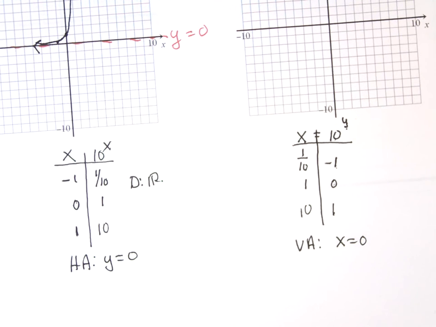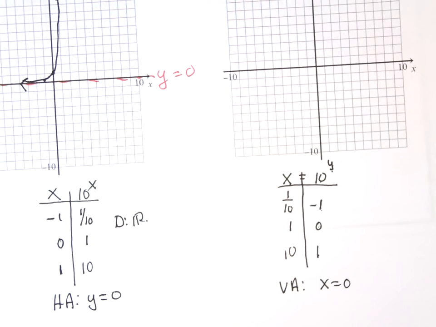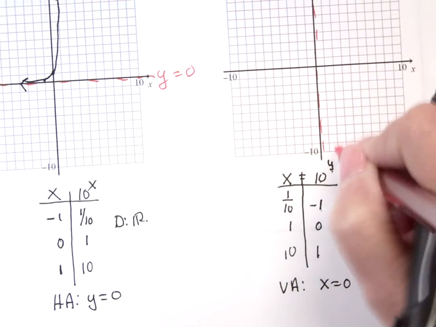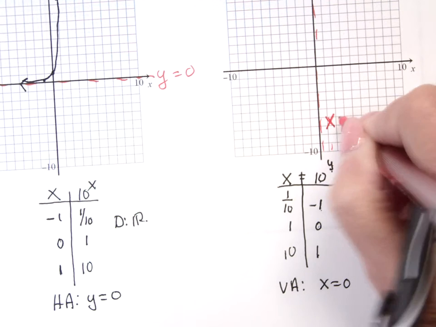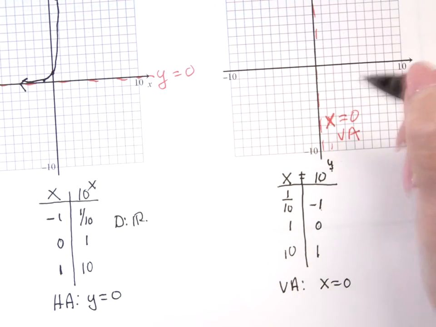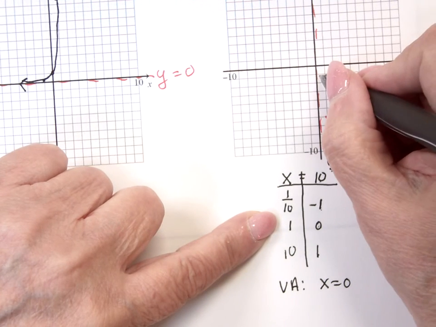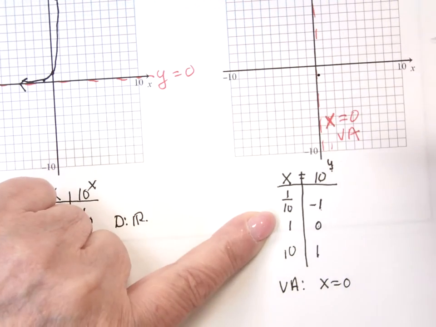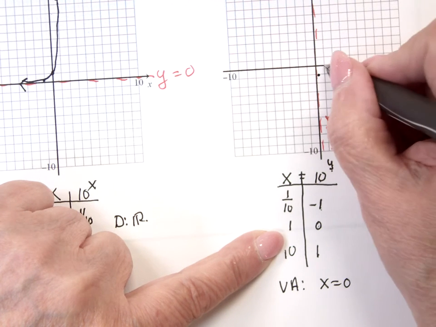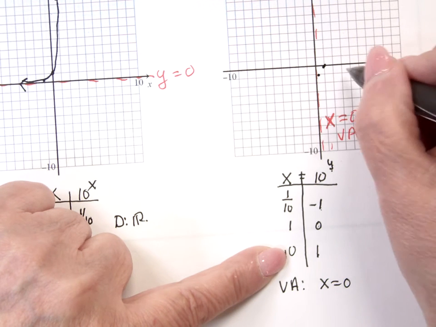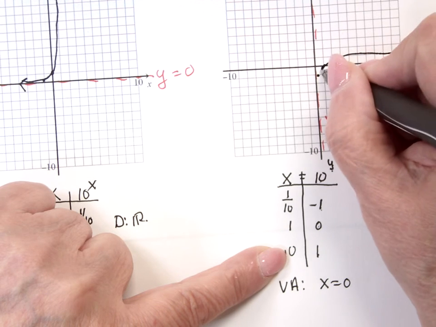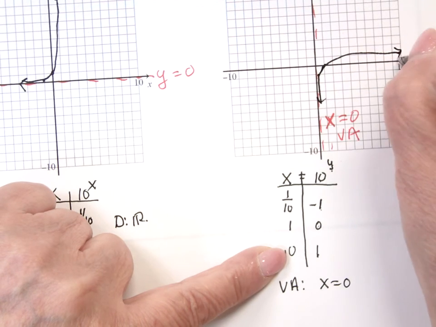Now, how does that work for me? Again, I first put in the most important piece of information, which is my VA, and it's x equals 0. That's your VA, vertical asymptote. And it says if x equals 1/10, y equals -1. If x equals 1, y equals 0. If x equals 10, y equals 1. And he looks just like the exponential flipped.